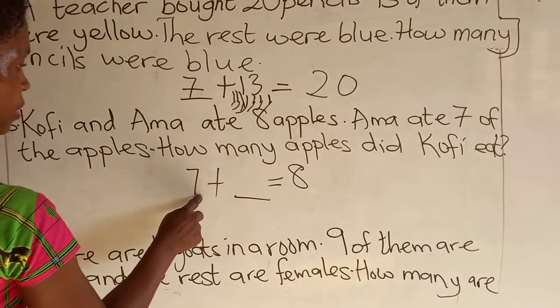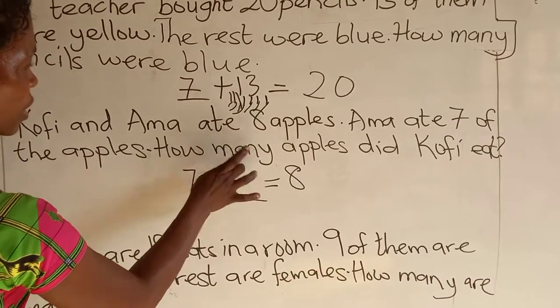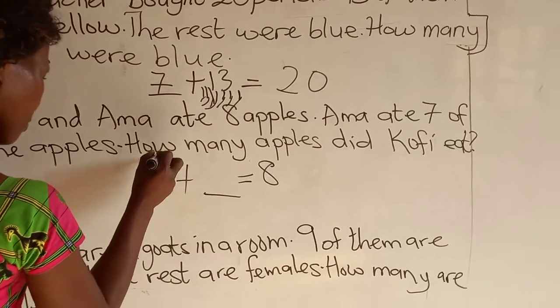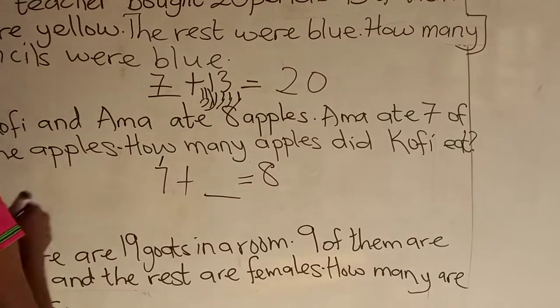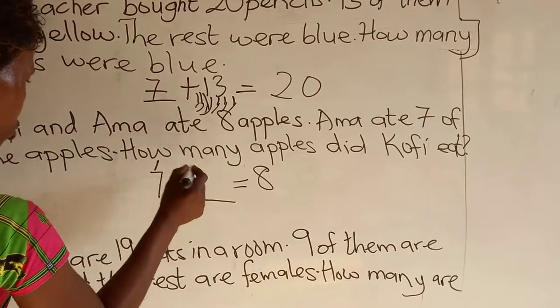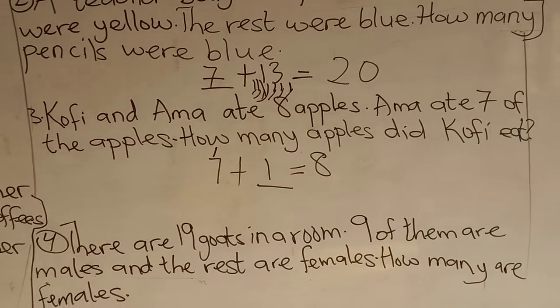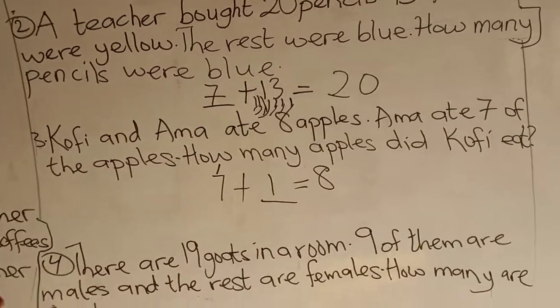What number is this? 7. So you continue counting till you get to what? 8. So let's continue. 7, 8. When you finish, count your strokes. How many strokes? 1. So your answer is 1. Let's move on to the next one.